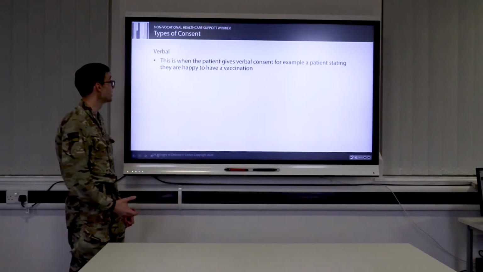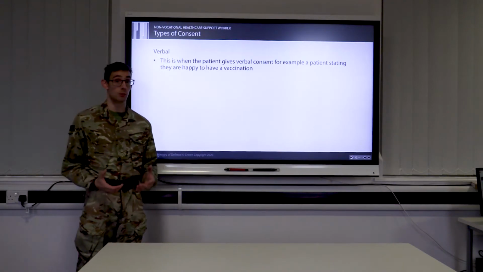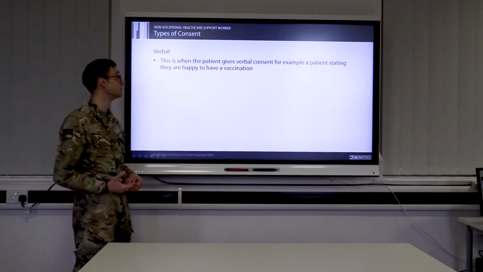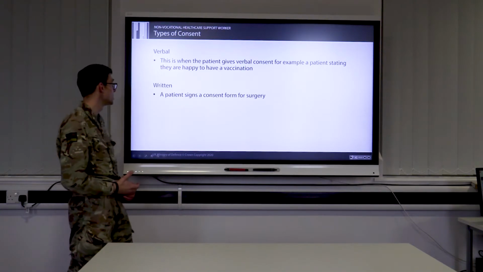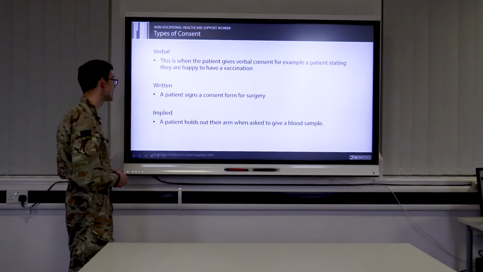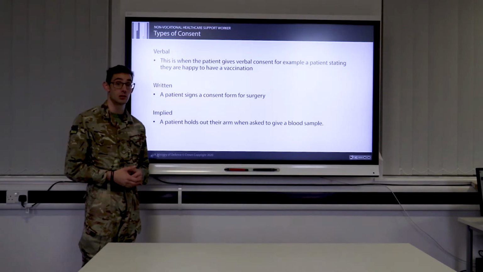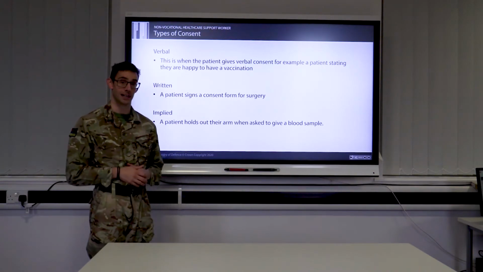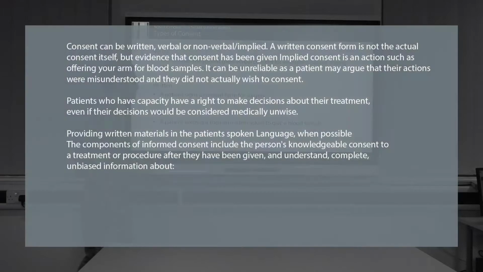So types of consent, there's verbal. This is when the patient gives a verbal response. So you ask them if you can take blood and they say yes, that's okay. Written, a patient has signed a form, i.e. for surgery. Implied consent, you state that you need to do a medical procedure, but again taking blood and they hold out their arm silently. That's implied consent.